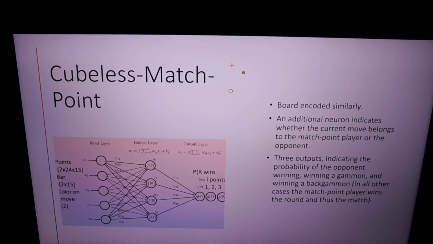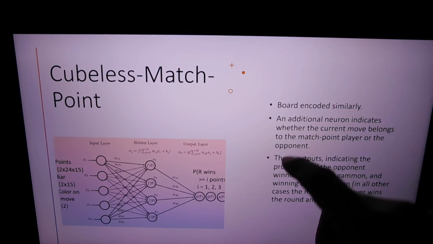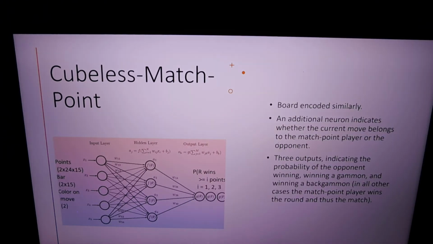What about for our cubeless match point? You're going to encode your board similarly: however many checkers are on each point, how many on the bar. But now you have to encode whose turn it is, because we're not symmetric anymore. Is it the match point player that's on move, or is it the opponent? And you have 4 different outcomes, so we need 3 different outputs. One indicating the opponent has won, one indicating that he has won a gammon, and then a backgammon, and everything else, 1 minus the probability of that, is the probability of the match point player winning.